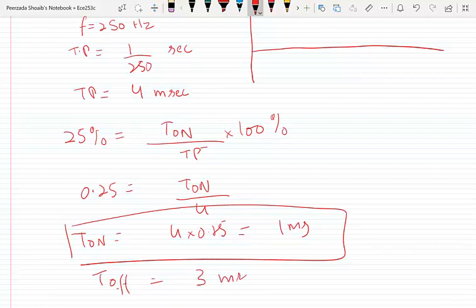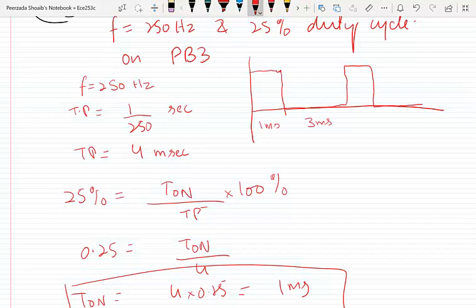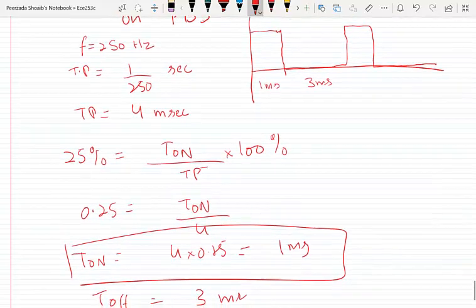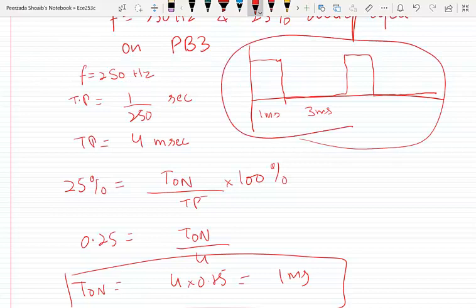So my wave will be something like this. It will be on for 1 millisecond, and then it will turn off for 3 milliseconds, and then it will repeat. So the total time period will be 4 milliseconds, so the frequency is 250 hertz, but the on time and off time are not equal, because the duty cycle is not 50%, it's only 25%. That means the wave is on only for 25% of the time, that's 1 millisecond out of 4 milliseconds. So I have to generate this wave on PB3.